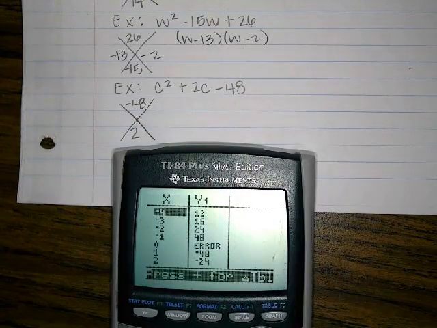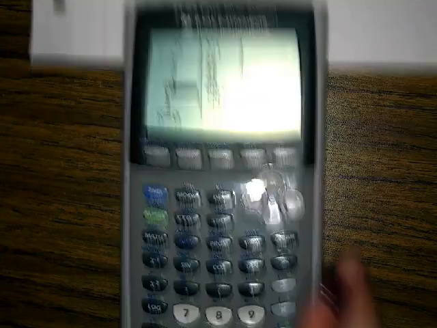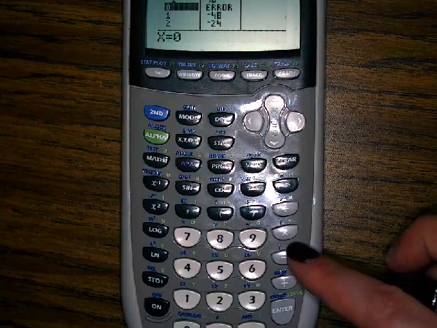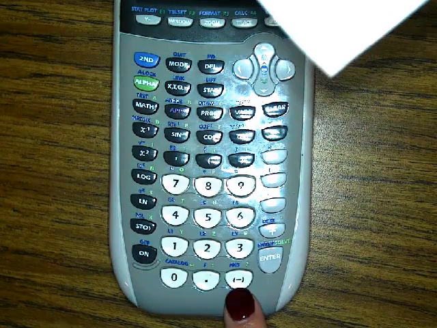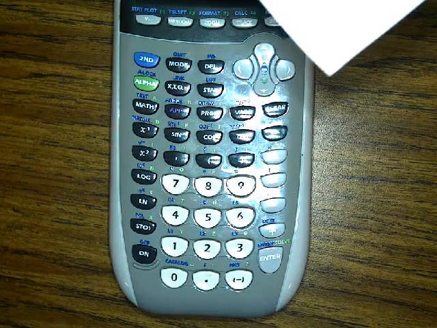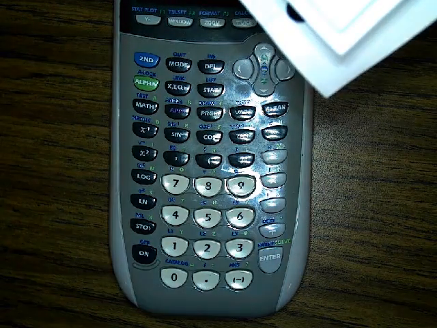Zero times nothing is negative 48. There's nothing you could multiply by 0 to get 48. Did you use this for your negative? This right here? Yeah, this is a minus. This is a negative. What are the numbers? Because those would multiply to negative 48, but they wouldn't add to the right number.